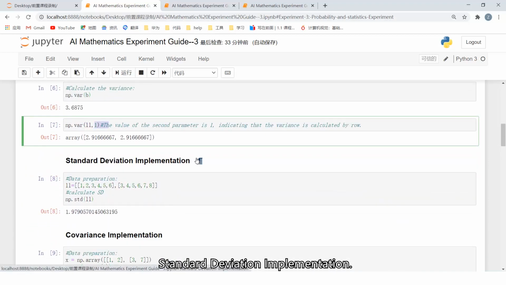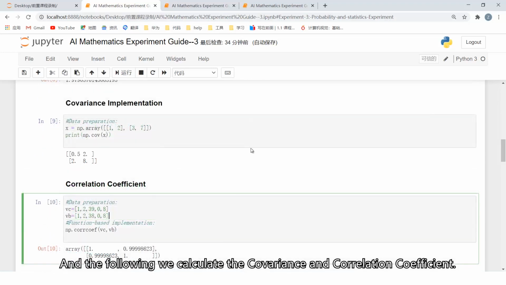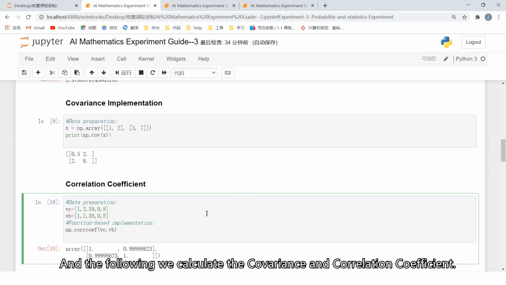Standard deviation implementation. We prepare the data and then calculate the standard deviation. And following, we calculate the covariance and correlation coefficient.